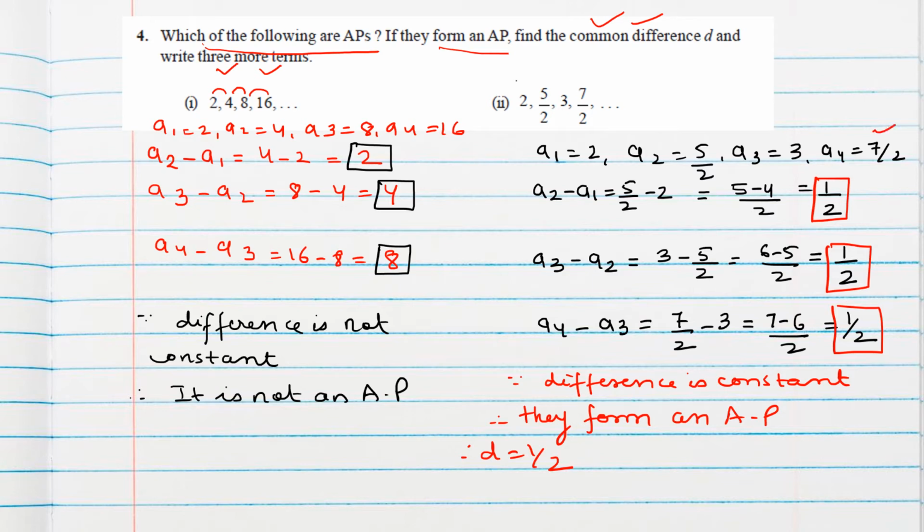Therefore the 3 terms are 7 by 2 plus 1 by 2, that is 8 by 2, which is 4. Then 4 plus 1 by 2, that is 9 by 2. Then 9 by 2 plus 1 by 2 will give 5.